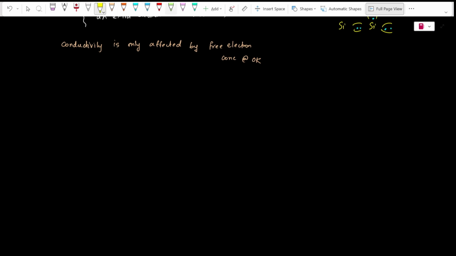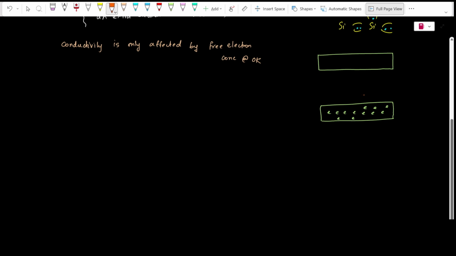So let me draw my conduction band here and let me draw my valence band here. At 0 degree Kelvin, you have a lot of electrons. And when I increase my temperature, what happens? These electrons will start to excite. Let's say this electron excites somewhere here. So one electron comes here, and this electron gets lost, right? So that leads to a vacancy.